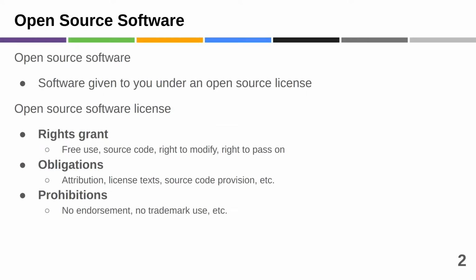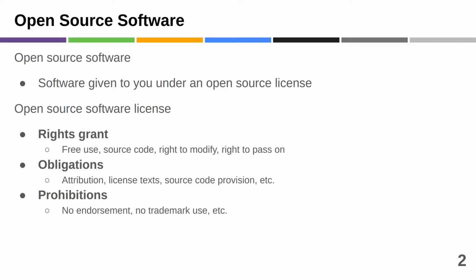So when you think about open source, you know that's just software, but given to you under an open source license. You've probably read some of those licenses. You may have noticed they have a particular structure. An open source license first consists of a rights grant. That's the good stuff, which gives you the right to use the software for free, to get the source code. You have the right to modify it, use it in a modified form, pass it on, and so forth.